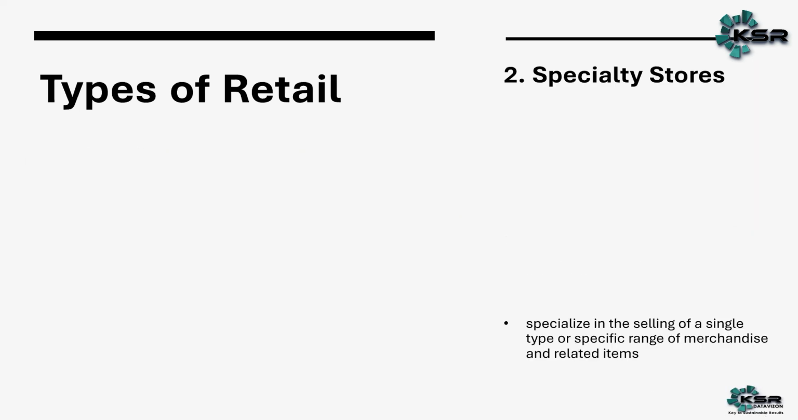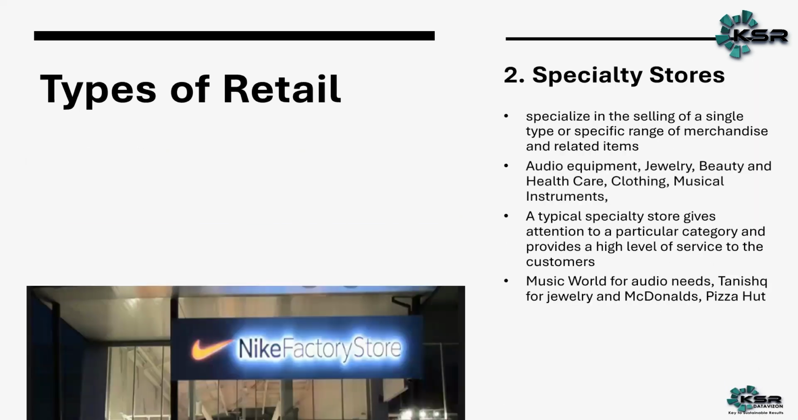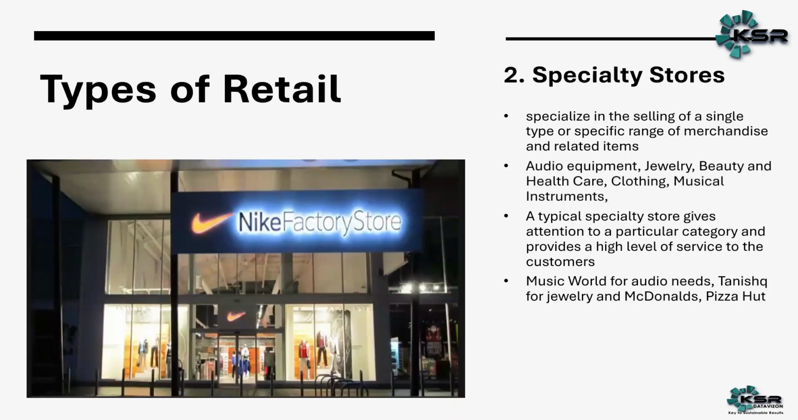Now, the second type of store that exists is the specialty store. As the name suggests, these stores stock very little merchandise, but they sell very specific items. They are very focused, very niche in their sales. Such as dedicated audio equipment stores, dedicated mobile shops, dedicated jewelry and healthcare shops, clothing shops, musical instrument shops, beauty and health care.